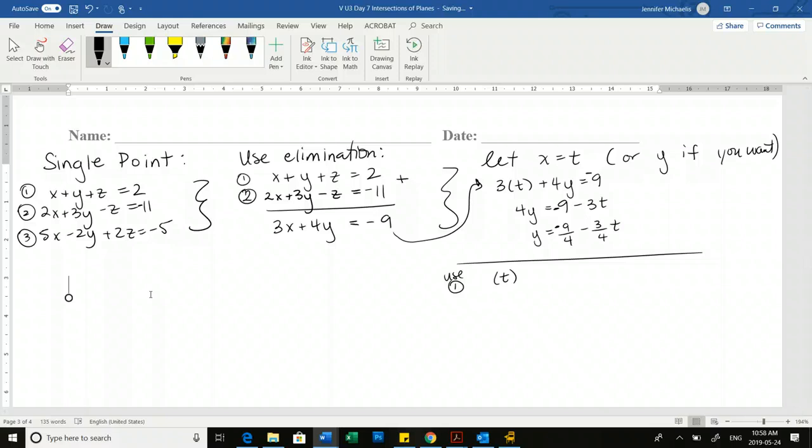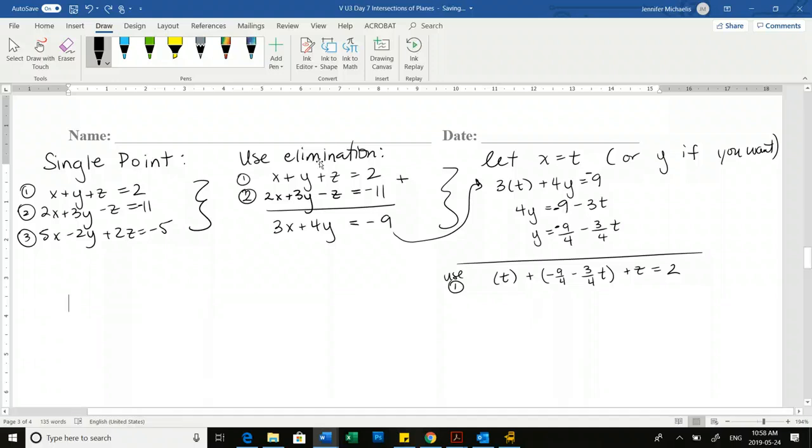So let's use equation number 1 just because it's easy. I'm going to plug in y, and I'm going to solve for z in terms of t. I'm just plugging in my y and my x from my first equation, so I can solve for z there. We want everything in terms of t. That will give us our parametric equations for that first intersection.